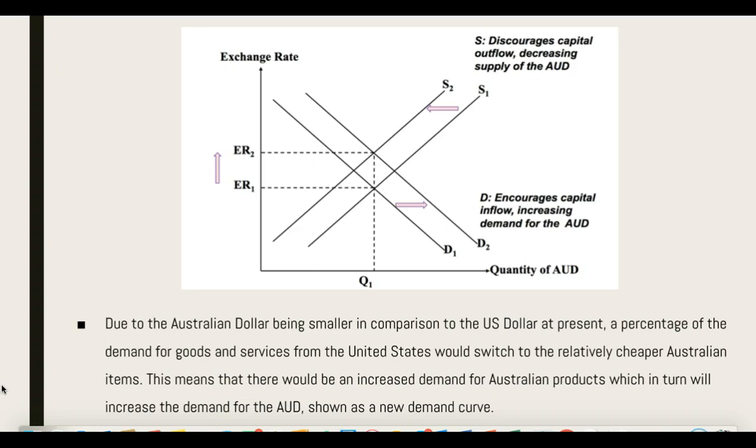Due to the Australian dollar being small in comparison to the United States dollar at present, a percentage of the demand for goods and services from the United States would switch over to the relatively cheap Australian goods and services. This means that there would be an increased demand for Australian products, which in turn will increase the demand for the Australian dollar, which is shown as the new demand curve on the graph provided.